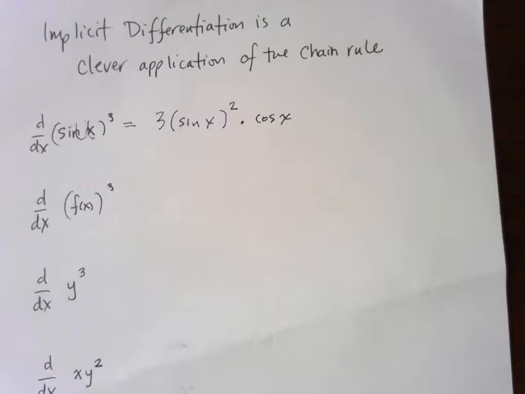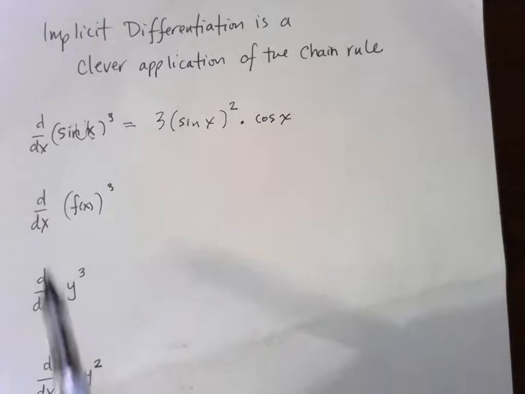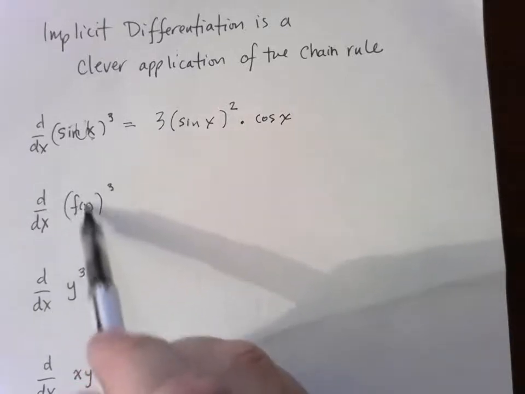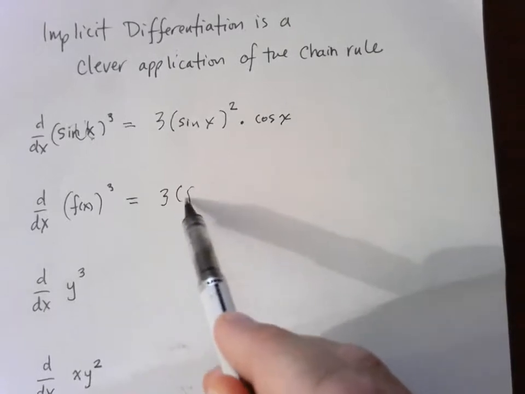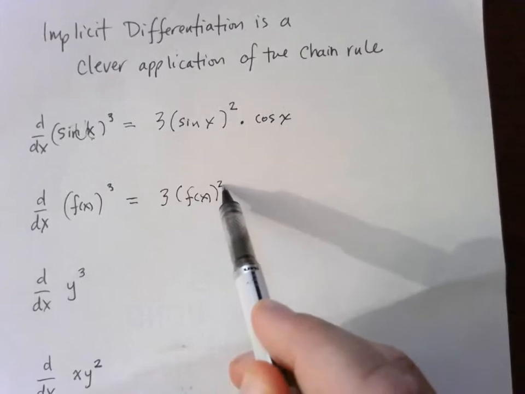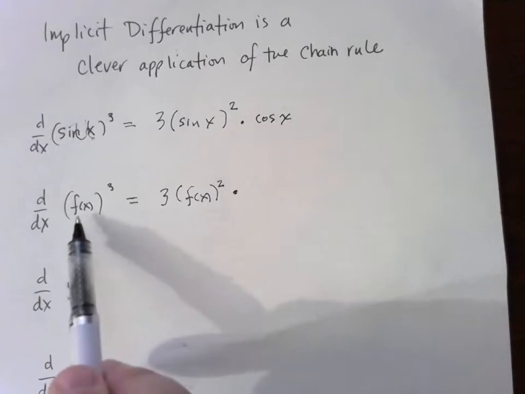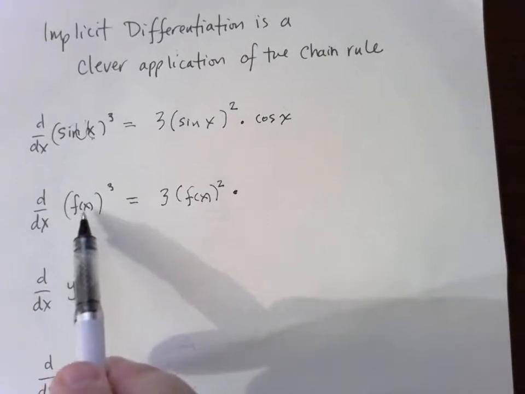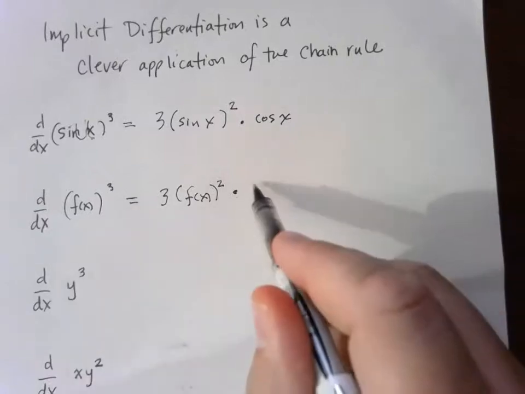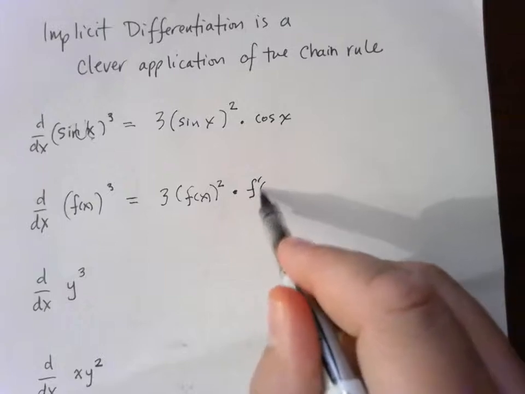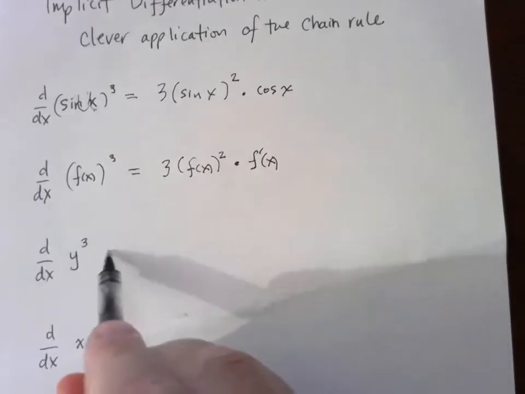What if I didn't know what the function inside was? What if I was just asked to find the derivative of f of x cubed? Well, I use the same procedure. I think of this as some sort of u, and I get 3u squared. So now this is 3 f of x squared. And then I multiply by the derivative of the function inside. But here, all I have is the function named by f of x. I don't know its derivative, so I write it symbolically. I say, okay, well, whatever f is, the way I write its derivative is I write f prime of x. And that idea is going to be used in implicit differentiation.